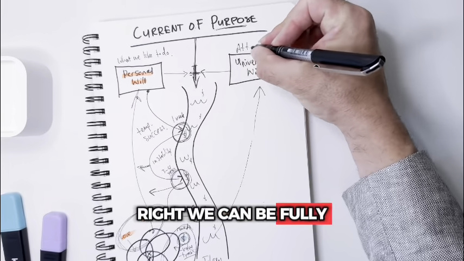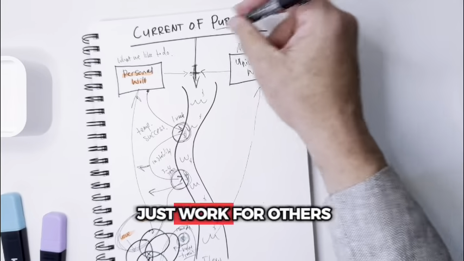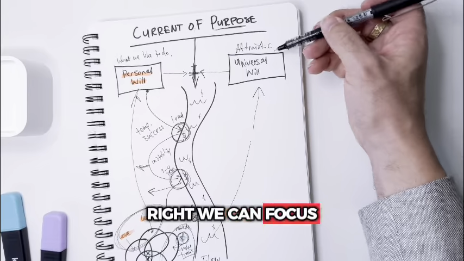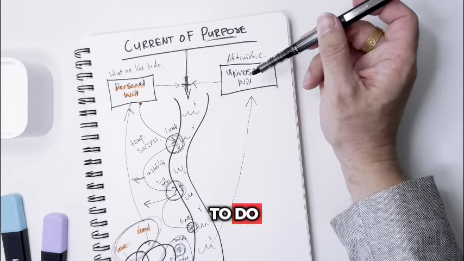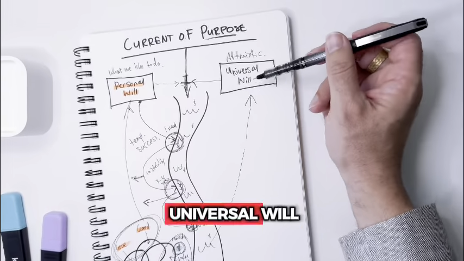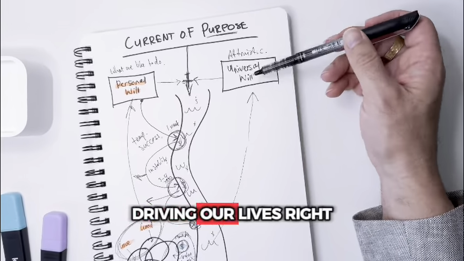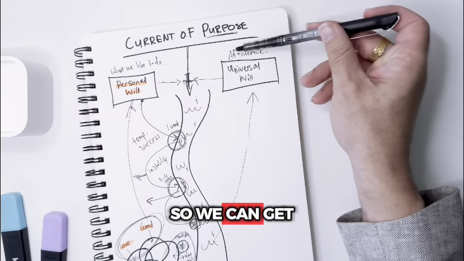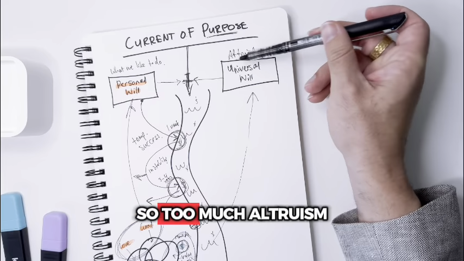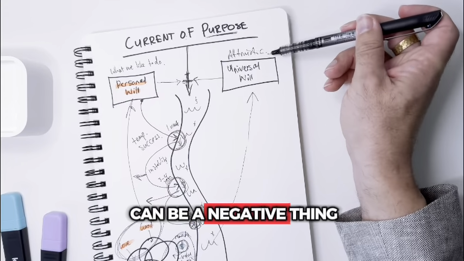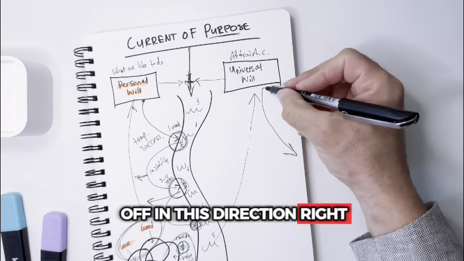We can be fully altruistic over here, and we can kind of just work for others, right? We can focus on just working for others and just doing what other people want us to do, which is kind of this universal will, right? It's the will that's outside of ourselves that's sort of driving our lives, right? So we can get tied up in this, right? So too much altruism can be a negative thing because this takes us off in this direction, right?